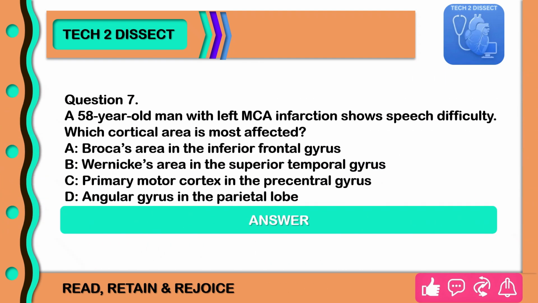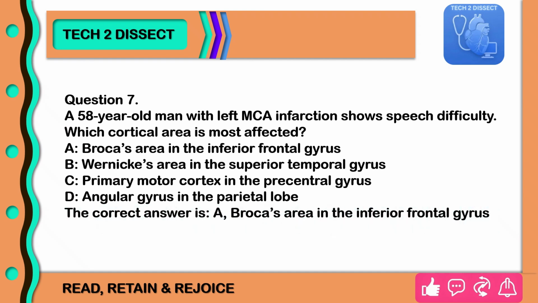Question 7. A 58-year-old man with left MCA infarction shows speech difficulty. Which cortical area is most affected? A. Broca's area in the inferior frontal gyrus. B. Wernicke's area in the superior temporal gyrus. C. Primary motor cortex in the precentral gyrus. D. Angular gyrus in the parietal lobe. The correct answer is A.